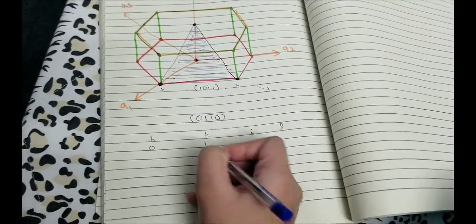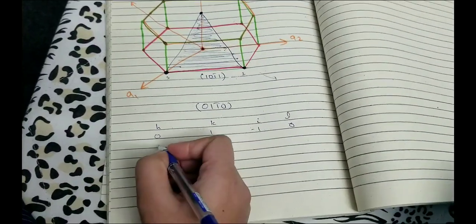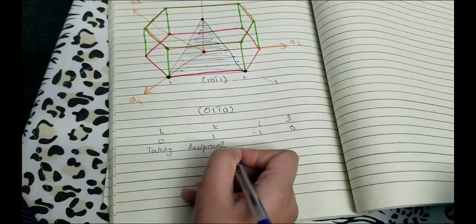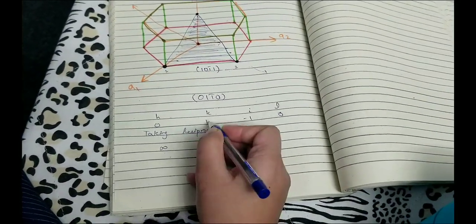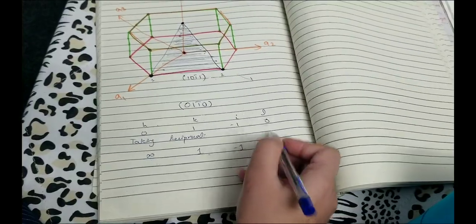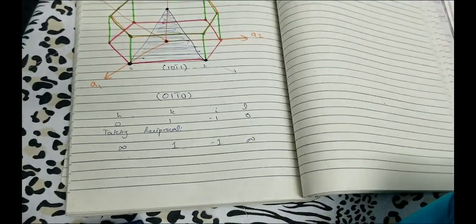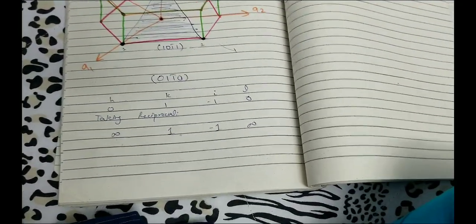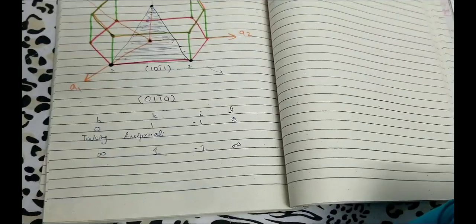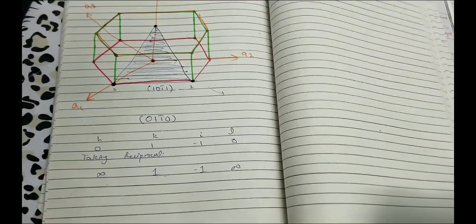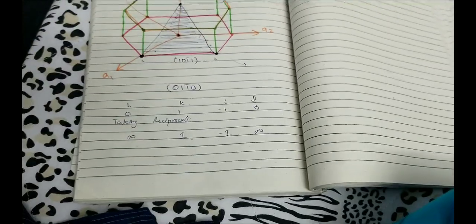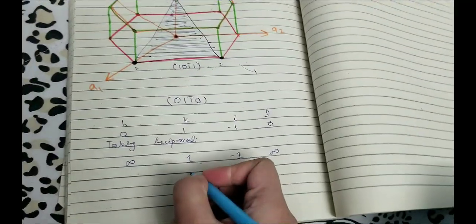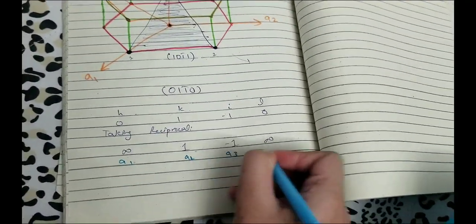The indices are HKIL: 0 1 -1 0, where the bar means -1. Taking reciprocals, inverse of 0 is infinity, inverse of 1 is 1, inverse of -1 is -1, inverse of 0 is again infinity. Now we have two infinities, so the infinity will be taken into account. When there is one infinity, there is no problem, but if there are two infinities in 4D coordinates, then we have to consider it. Let us start with the points which are not infinity, then we'll deal with the infinity points. So this is for A2, this is for A1, A3 and Z.